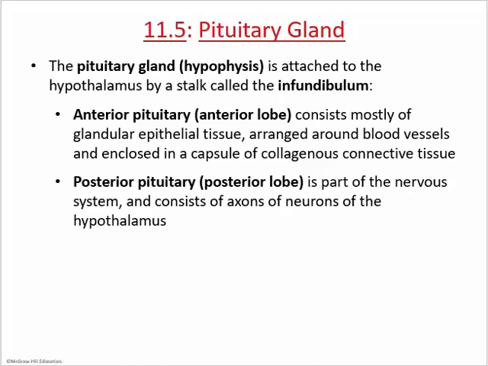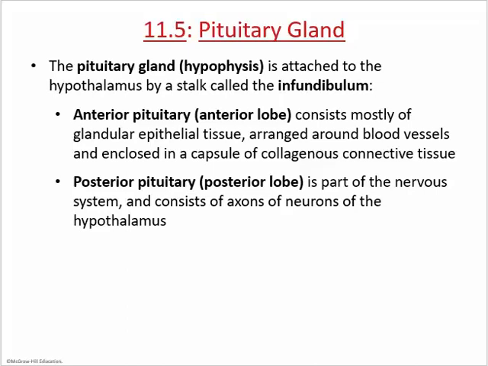Okay, so we're going to talk about individual glands. I'm going to start with the pituitary gland because it's the master endocrine gland. It's the one that controls almost everything else in the endocrine system. The pituitary gland is also called the hypophysis, which means below the physis, which is part of the midbrain. It's a stalk hanging down, the infundibulum, and there are two lobes: an anterior lobe, which is glandular epithelial tissue, often called the adenohypophysis.